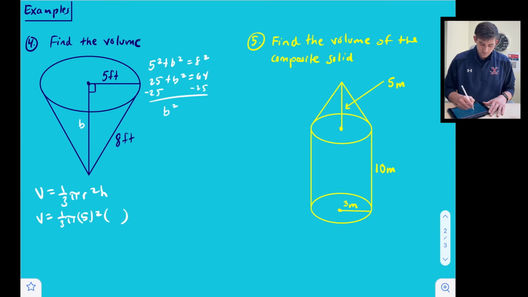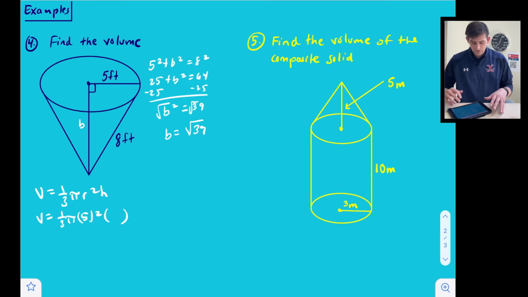So now we get b squared is equal to 64 minus 25, which would be 39, and now we take the square root. So we're just going to say that b is equal to the square root of 39. Okay, we're going to leave it as the square root of 39 because that's not a perfect square, and we don't want to approximate it right now. So we're just going to say that this height is the square root of 39, and it would be feet. Okay, so now we're going to plug that in right here, square root of 39.